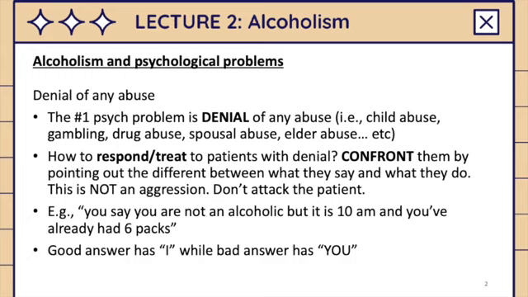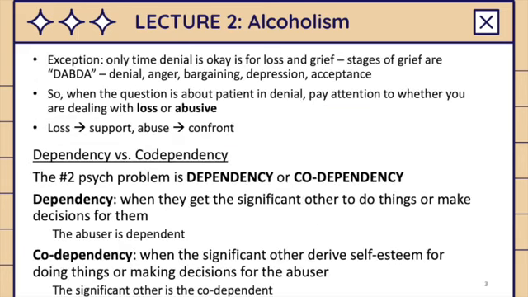Okay, so when they are in denial, what do you do? Confront. They deny, you confront. I want you to link that in your mind. However, be careful, because there's another place where denial is operative, and that is loss and grief. Don't people go through denial in loss and grief? Have you heard of the stages of death and dying, loss and grief? What are they? DABDA. D-A-B-D-A. Denial, anger, bargaining, depression, acceptance.